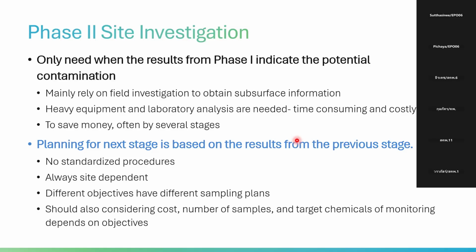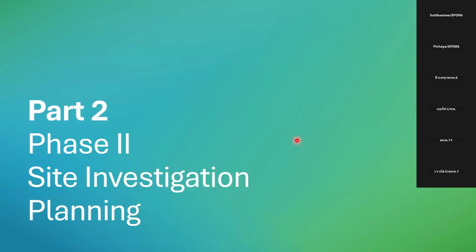When you go to the site, you see the situation now, but not in the past years. So you have to collect the data, review the data very, very carefully, and try to use this information to plan your following phase 2 sampling procedures and process.